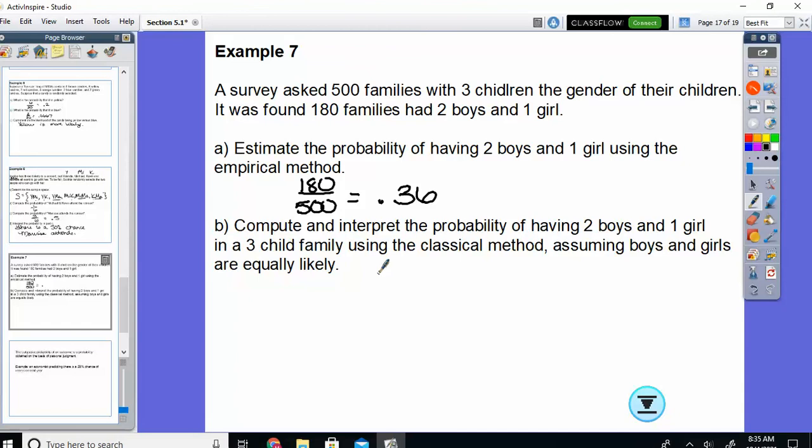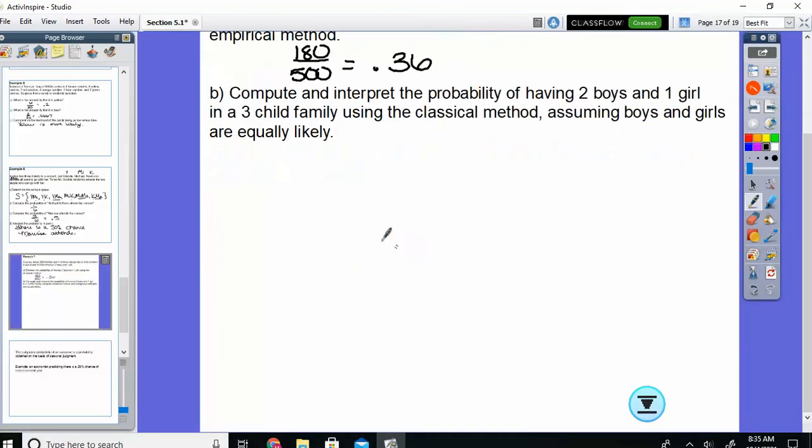Let's do this using the classical method. So empirical is looking at our data and just finding that probability. Classical would be like listing out our sample space and calculating our probability from there. One way we've done the sample space, another option you might see sometimes is what's called a tree diagram. So I'm not going to care how you get it, but I'm going to show you a tree diagram just so you've seen it before.